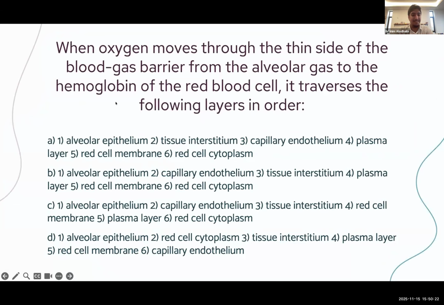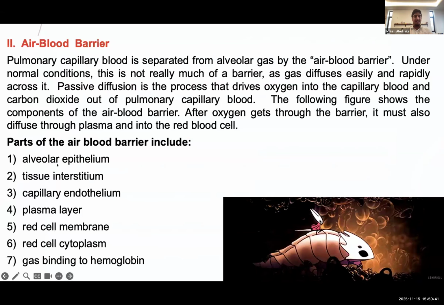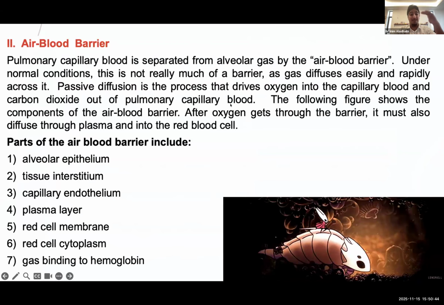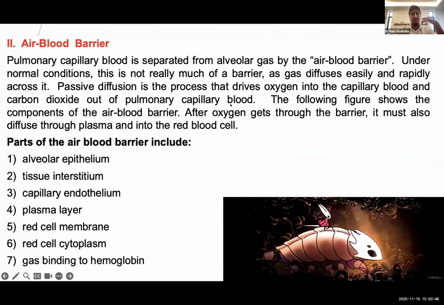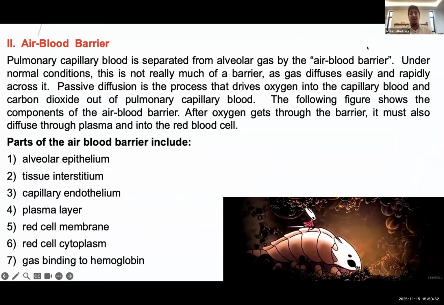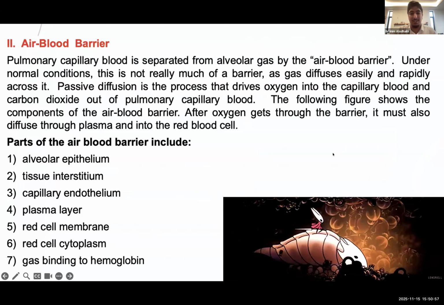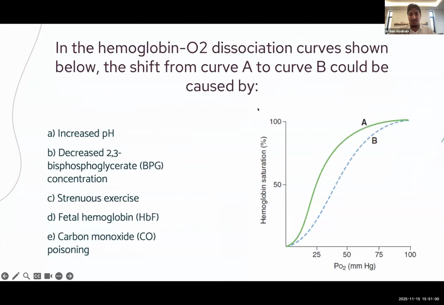All right, A. Good job. Yes, so the answer is A. The layers that the oxygen is going to be traversing through are the epithelium, the tissue interstitium, the capillary endothelium, plasma layer, red cell membrane, red cell cytoplasm, and then gas binding to hemoglobin. Is this clinically relevant stuff? Not necessarily, but this is a question that could easily be asked on your final as a basic recall question.